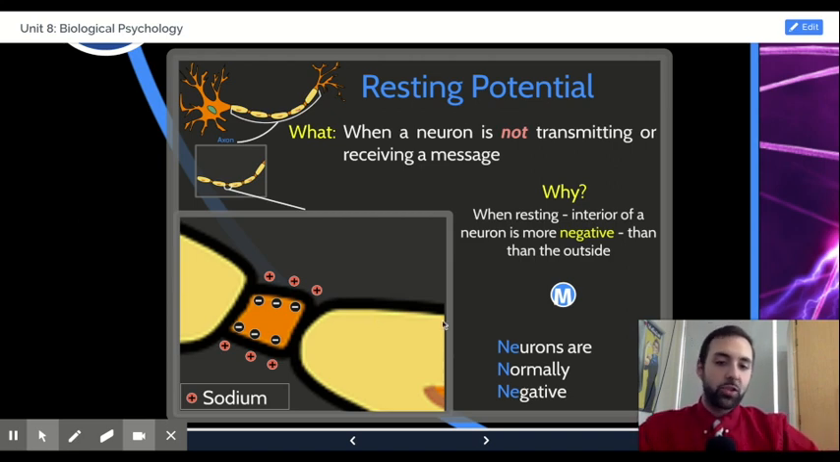As a mnemonic, when I think of just the word neuron, I know negative and neutral can in and of themselves both be connected to that NE. I really tried to emphasize, though, neurons are normally negative. I think that flows quite well, that neurons are normally negative.